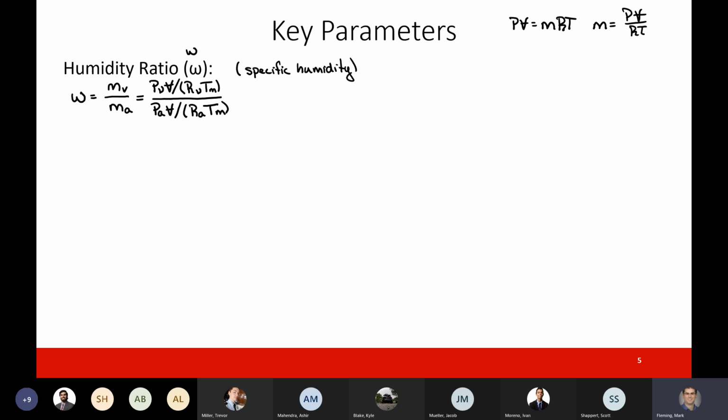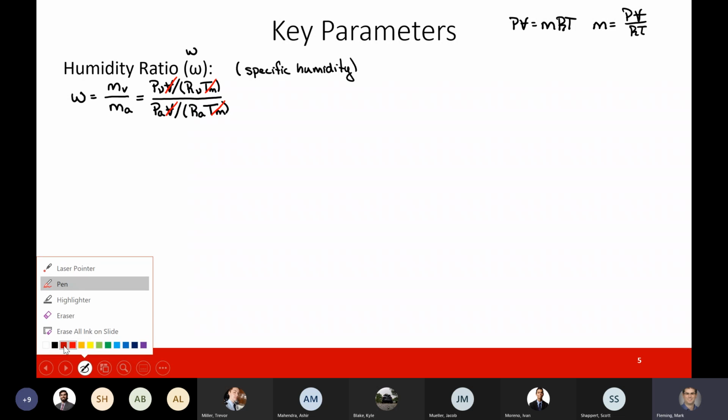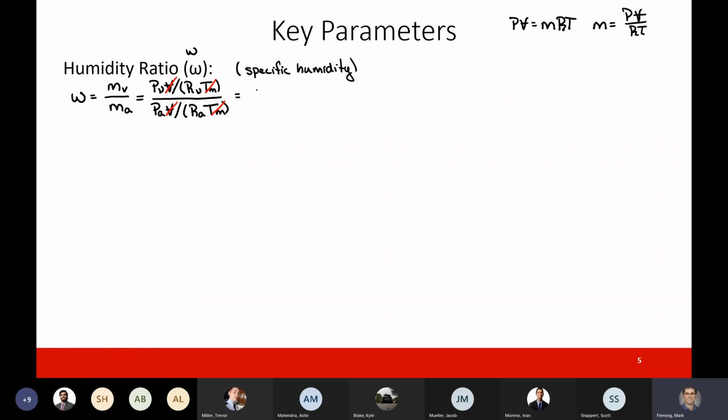To get Dalton's law to work, we said that it had to have the same volume and same temperature. So since it's a ratio, those are going to go away. What we're left with is the partial pressure of the vapor divided by the partial pressure of the air. Now we have 1 over R of the vapor, so we have to flip the second ratio: this is R of air divided by R of the vapor. And so we can see there's this ratio that we're going to have to contend with.